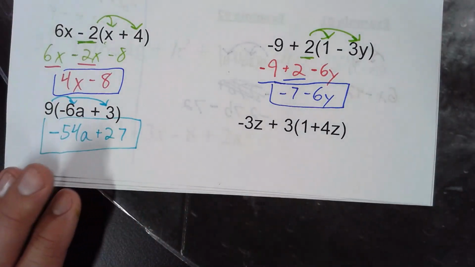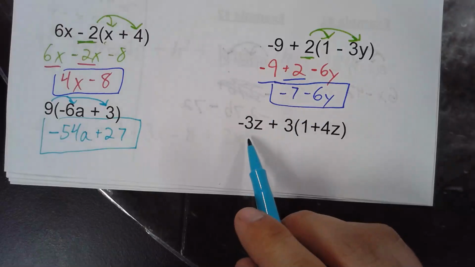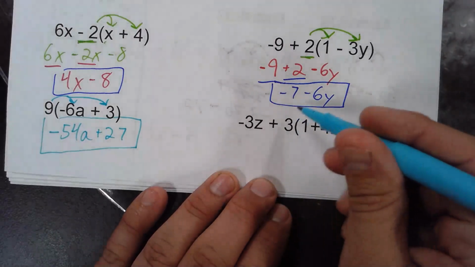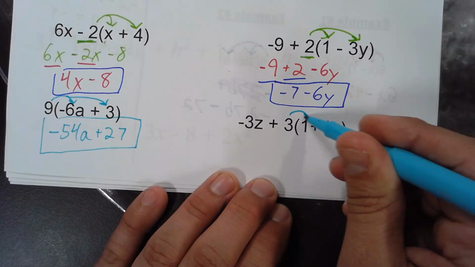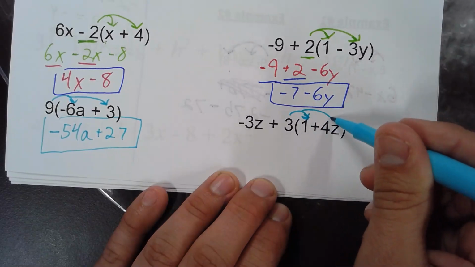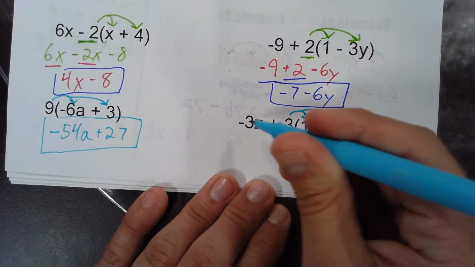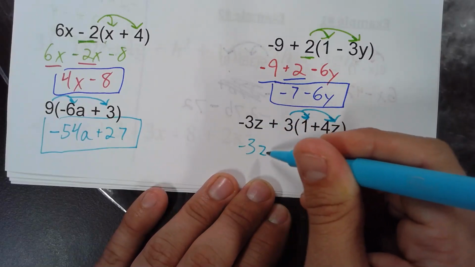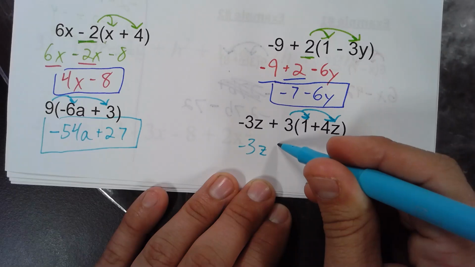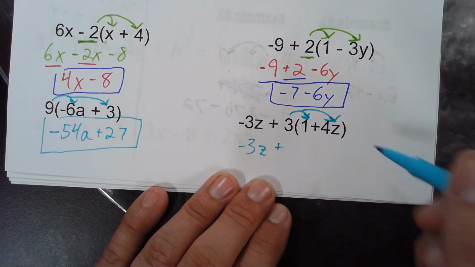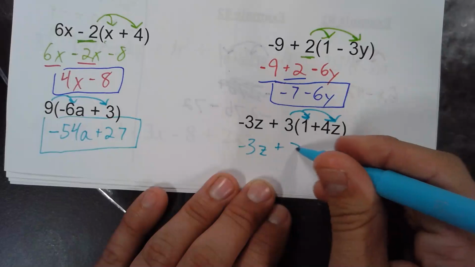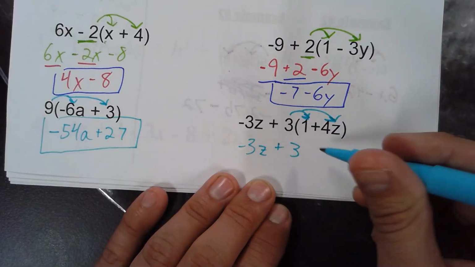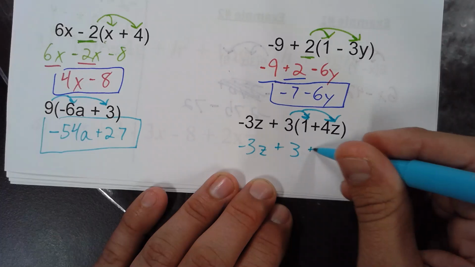Nothing to combine there. So negative 3z plus 3, so that 3 is distributed to the 1 and the 4z. So I'm just going to bring down negative 3z plus 3 times 1 is 3. And then 3 times 4z would be what? 12z, yep.